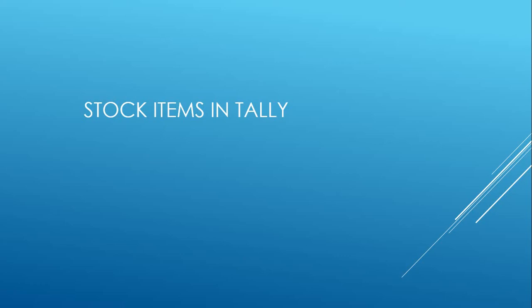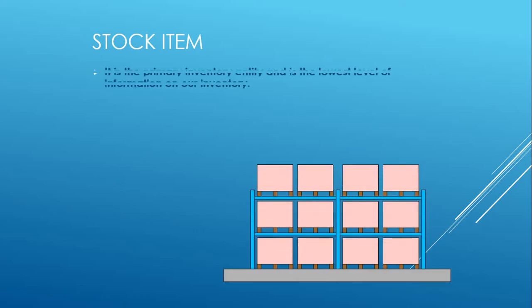This video lecture explains how stock items in Tally can be used for inventory management. Stock item is the primary inventory entity and it is the lowest level of information about the inventory.